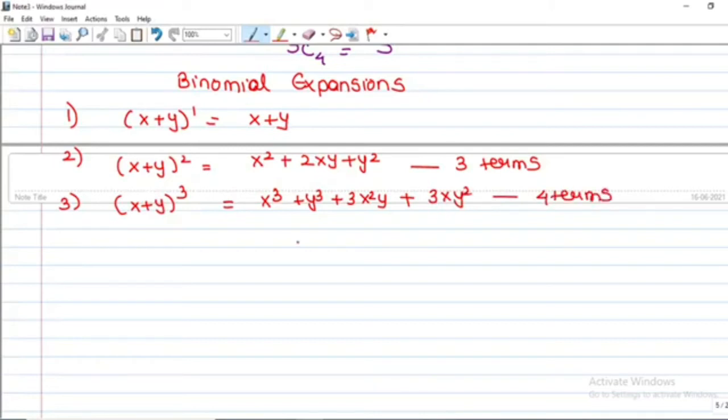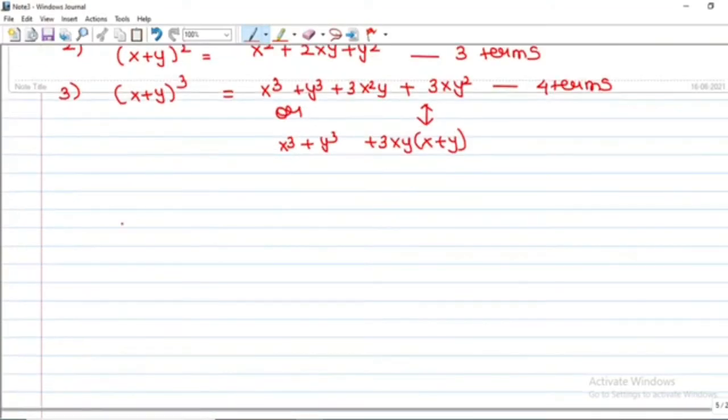There is one more formula for x plus y the whole cube, which is x cube plus y cube plus 3xy into x plus y, which is the same thing only. They both are the same thing. So you get 4 terms if the power is 3.